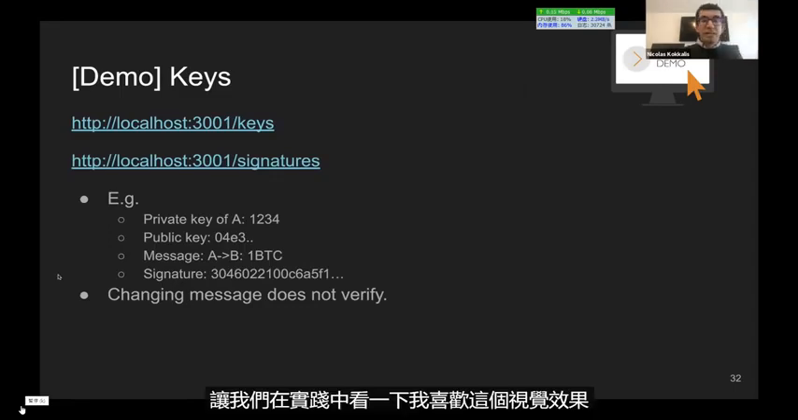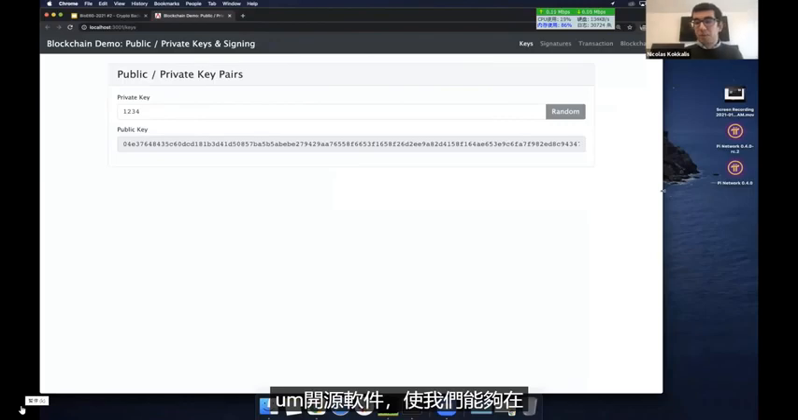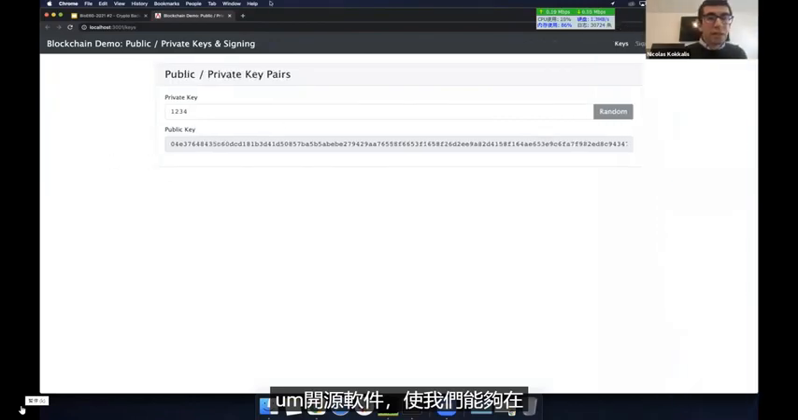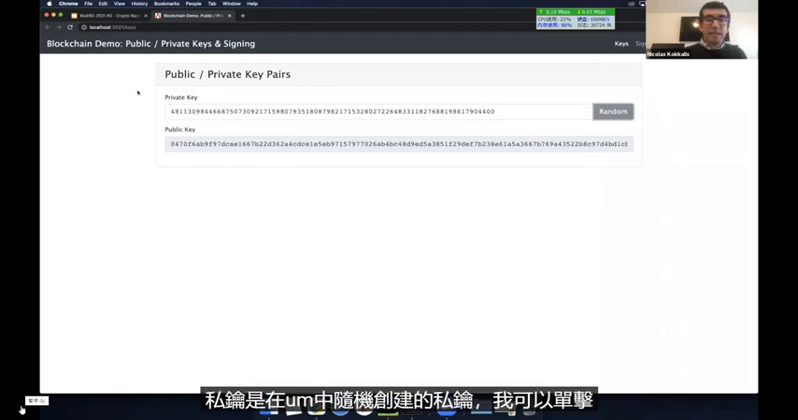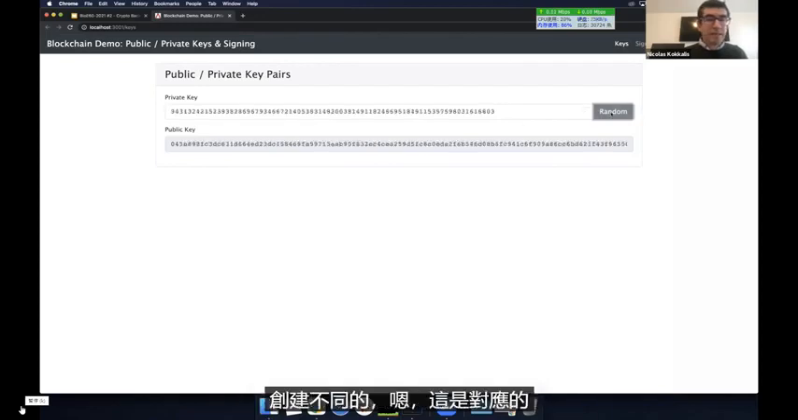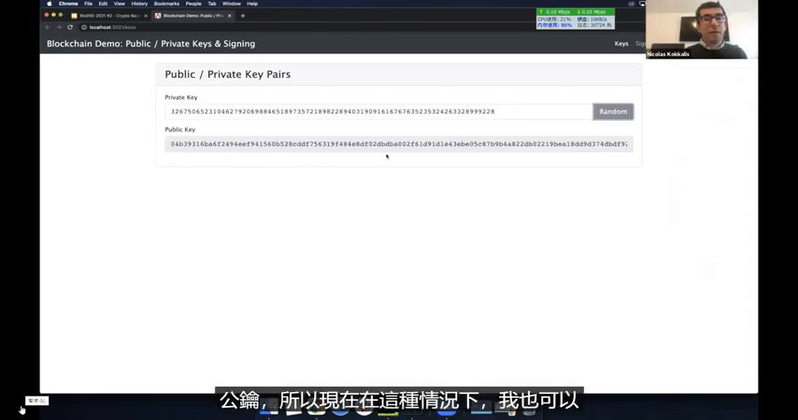Let's look at this in practice. I like this visual open source software that allows us to see this in practice. So let's say we created a public key, a private key. Here's a private key that was created randomly.